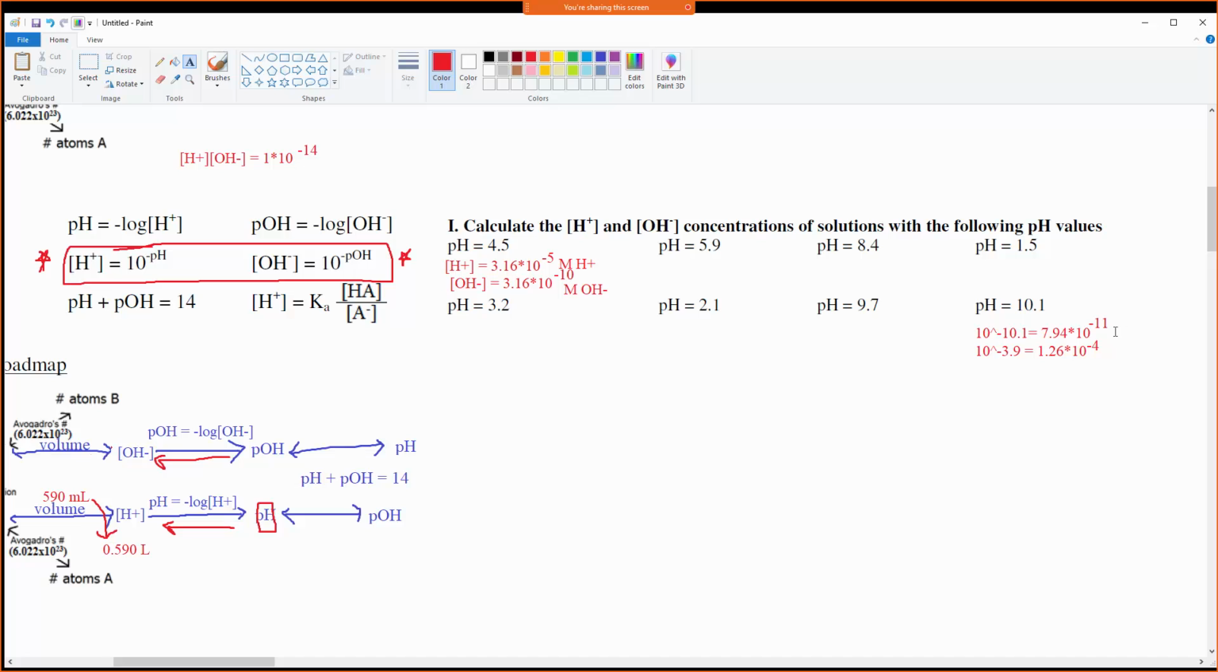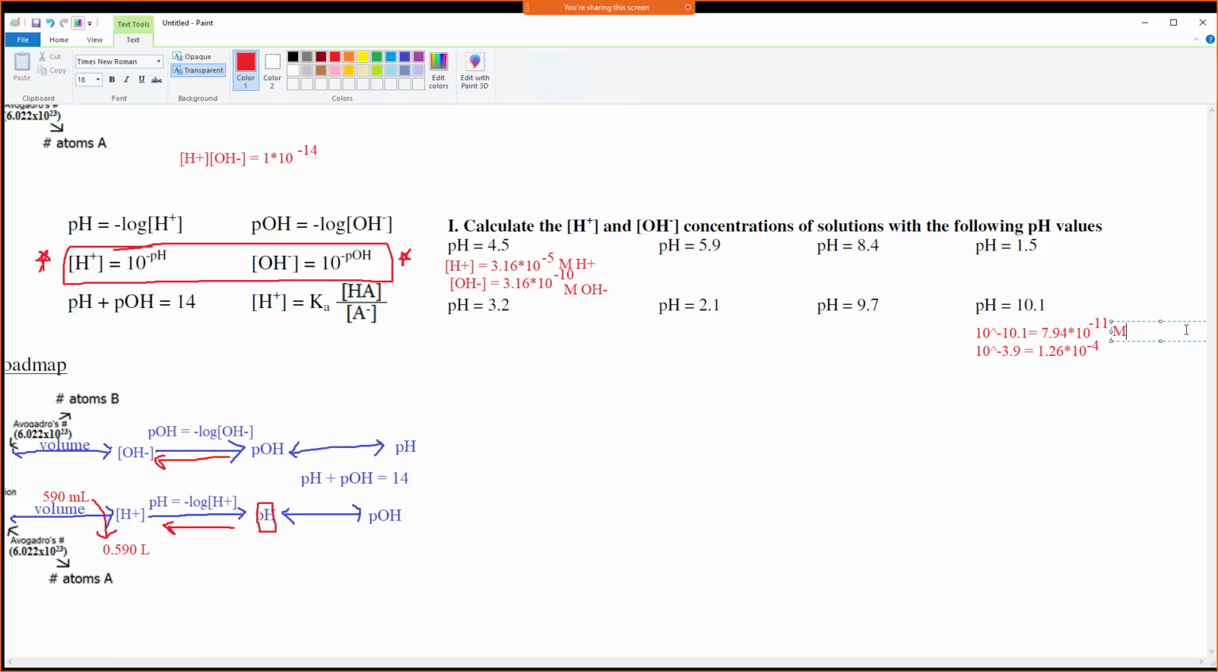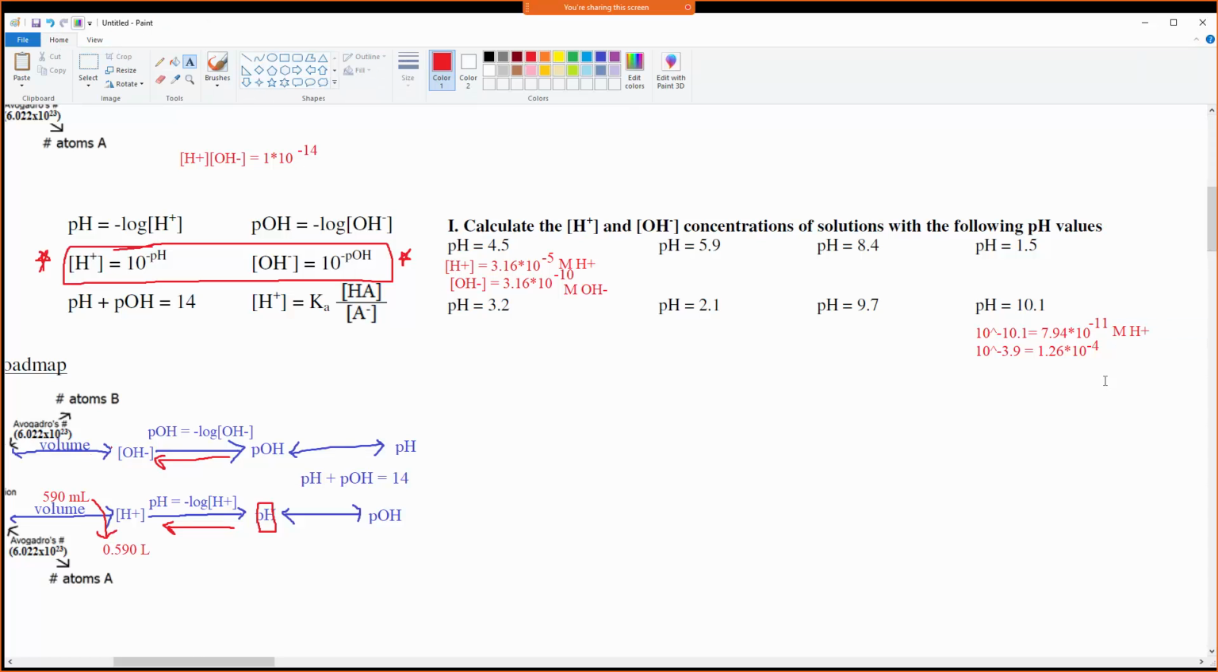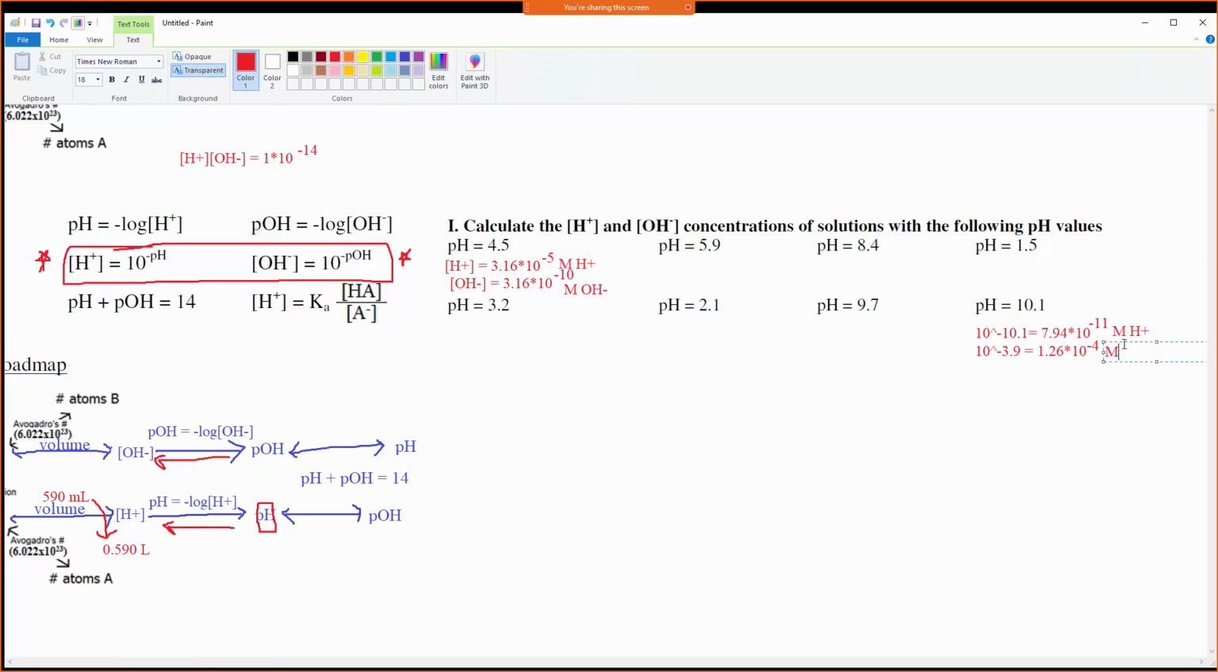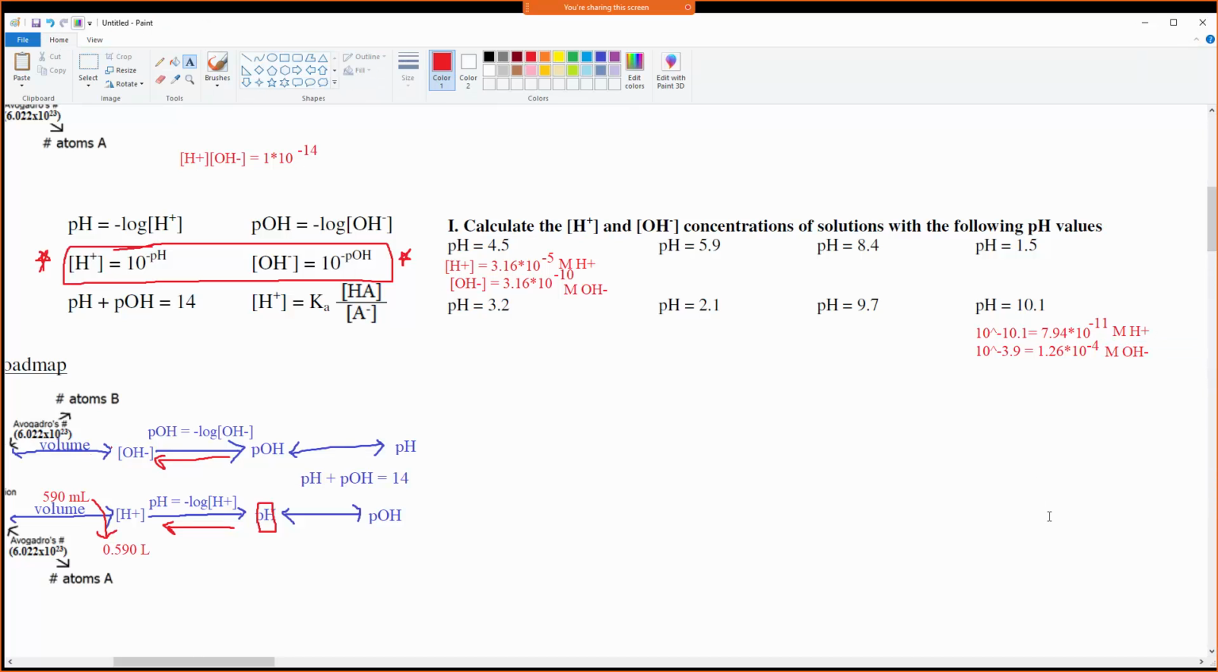I should probably include those units. Should definitely include those units. What with spending all semester harping on you guys about don't forget your units, I really ought to, right?